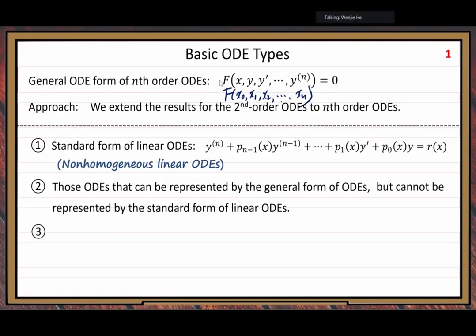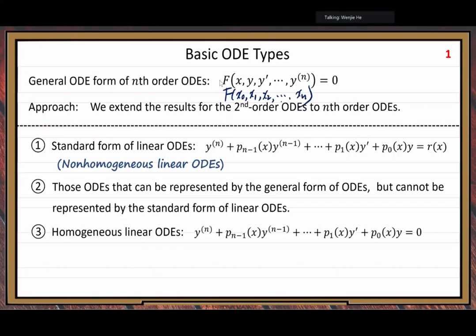Type 3, homogeneous linear ODEs. Because the solutions are closely related, the homogeneous part and the particular part are closely related, so we need to study these two types together.